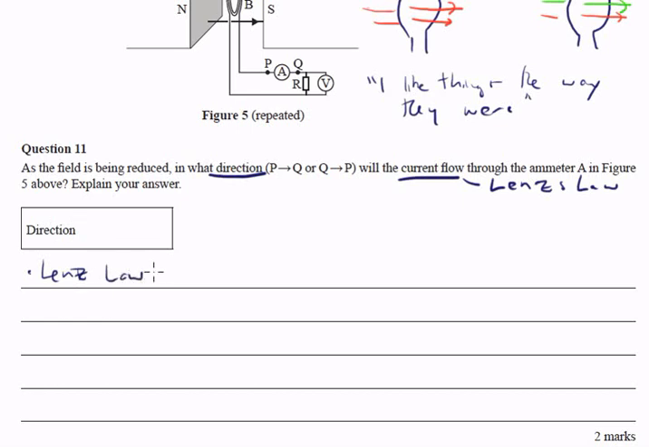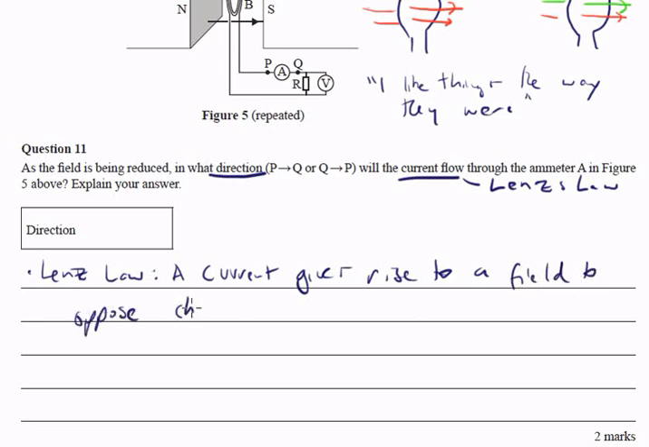Lenz's law, and when we write the actual law down, you've got this one in your cheat sheet. So Lenz's law is that a current gives rise to a field to oppose a change in flux. It's the actual Lenz's law, and this is the translation: I like things the way they were. I didn't like having a change in flux, so I'm going to make a current to make a field to oppose that because I like things the way they were.